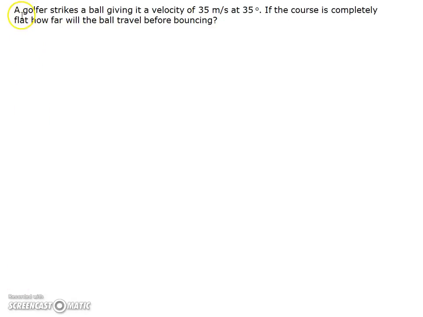The question is, a golfer strikes a ball giving it a velocity of 35 meters per second at 35 degrees. If the course is completely flat, how far will the ball travel before bouncing?